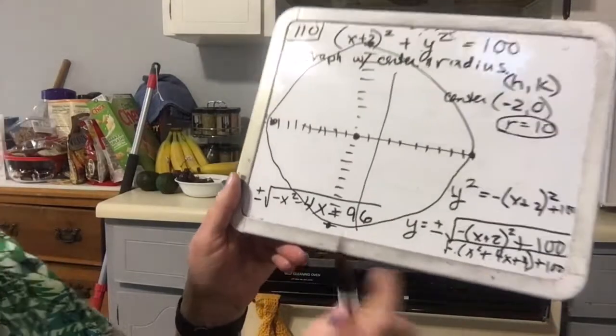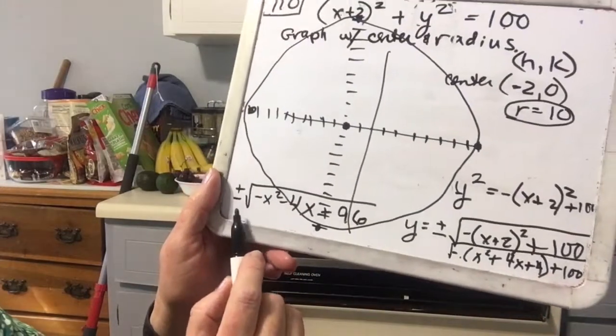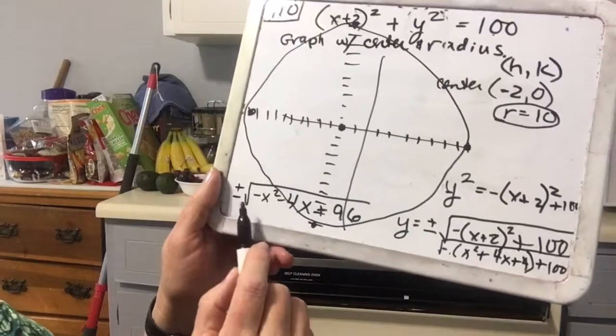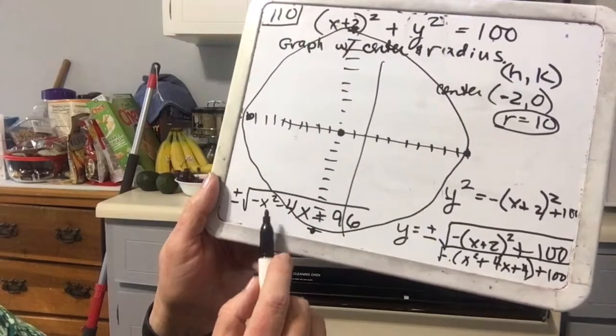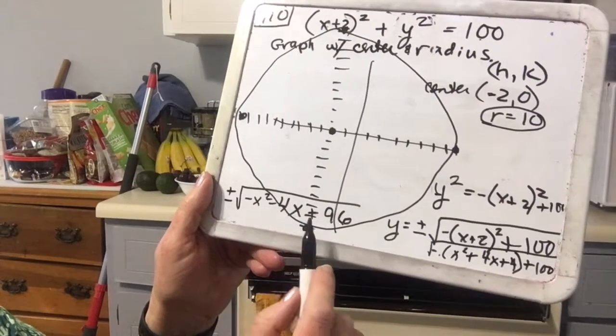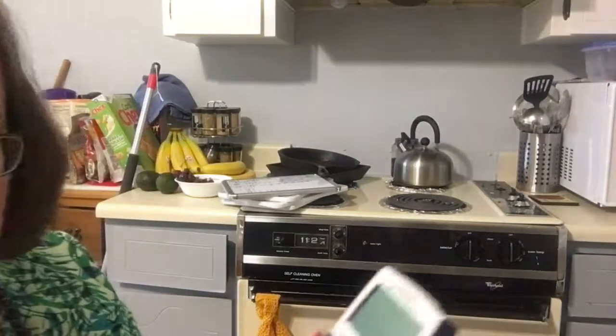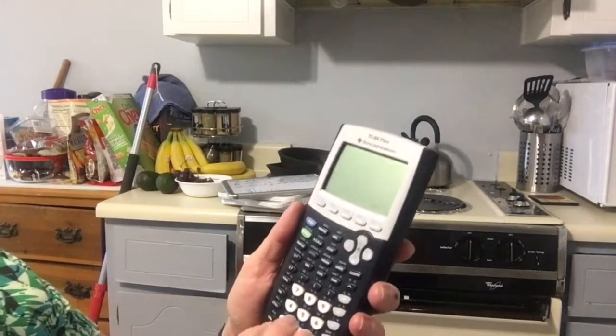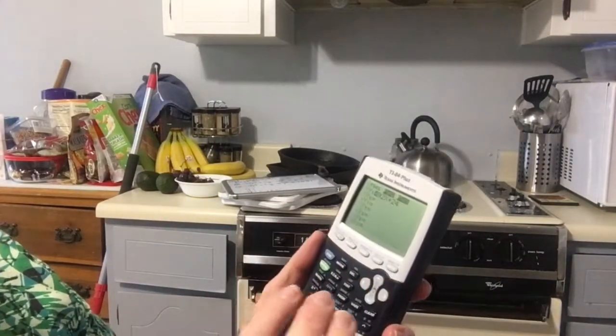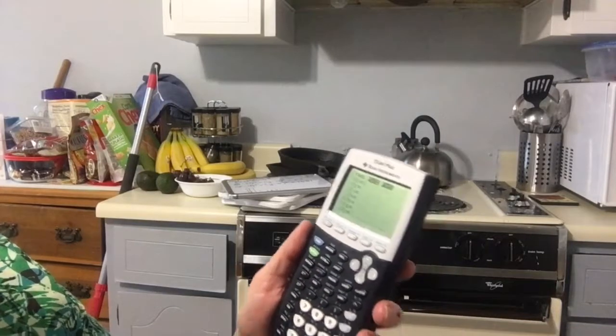So now I'm going to take that equation. So go ahead and get that down on your paper, because I'm going to have to put this down. Plus or minus the square root of negative x squared minus 4x plus 96. Okay, so I'm going to plug that in. And remember, it's a plus and a minus. So I'm going to turn my calculator on, and I'm going to clear that one out. Clear that one out.